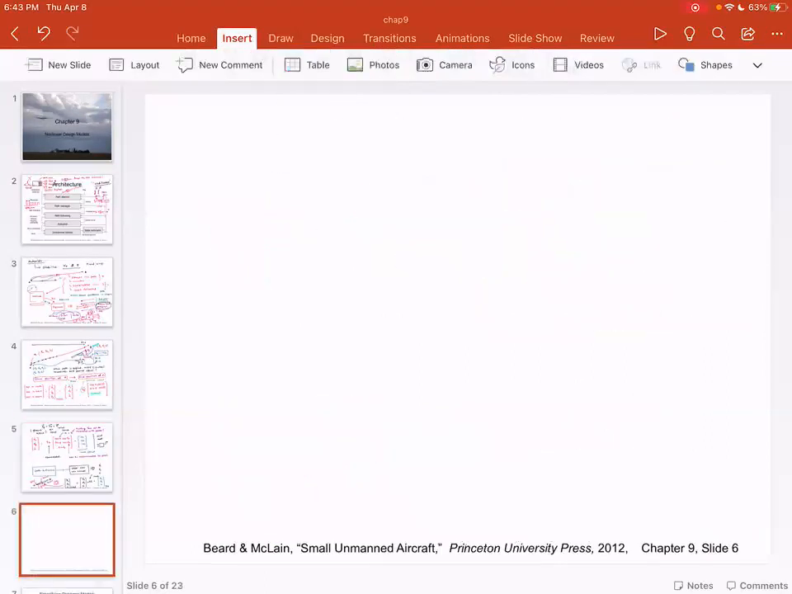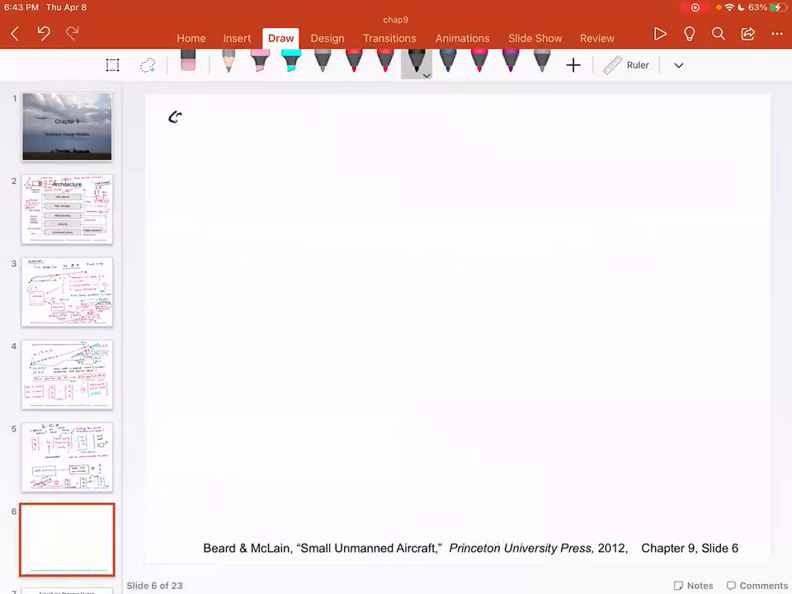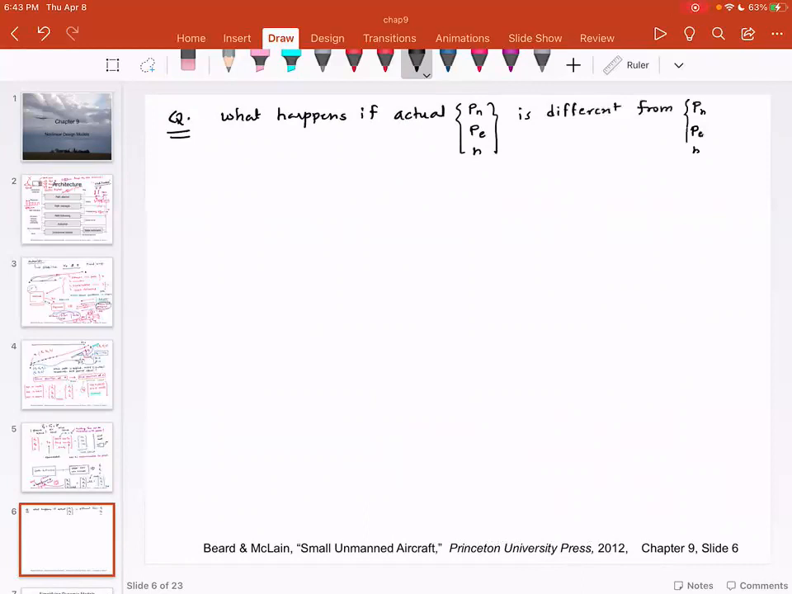And this is an important statement. I need to write this down. So here is the question. What happens if the actual PN, PE, and H is different from the desired PN, PE, and H? And believe it or not, this becomes sort of a control problem, and you can use some sort of PID control to tune. So in that case, you use your guidance model.